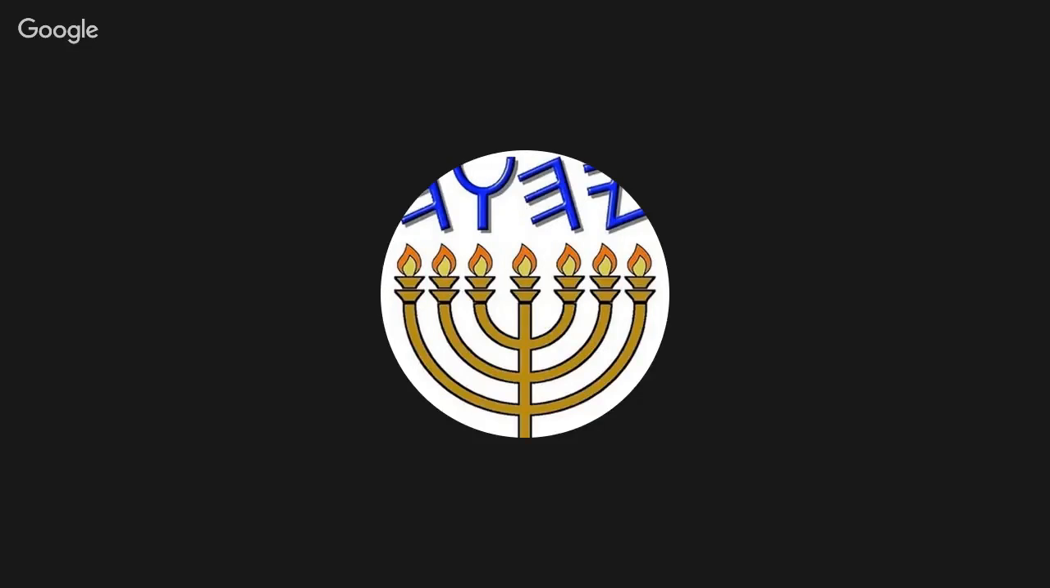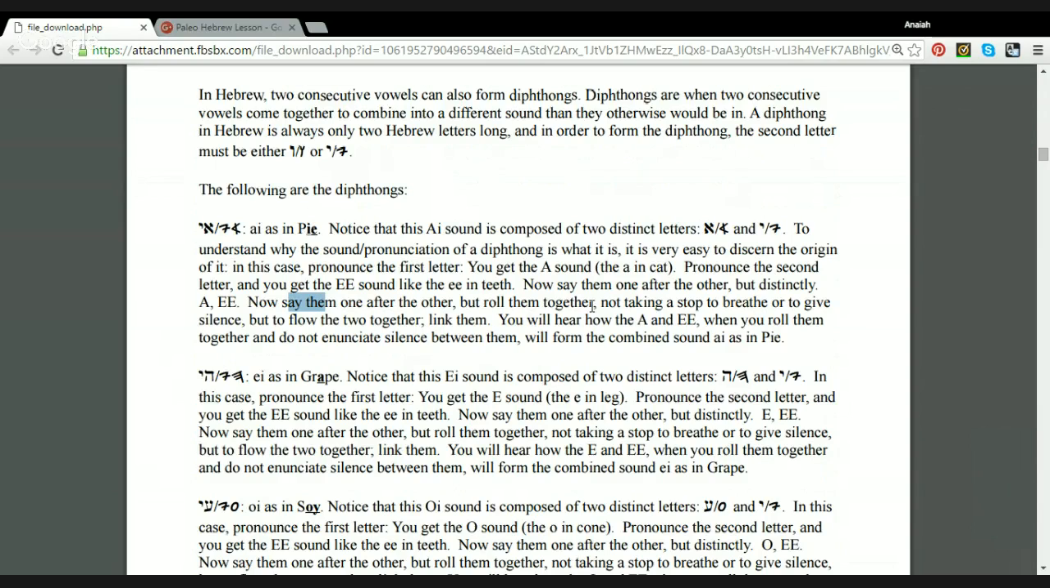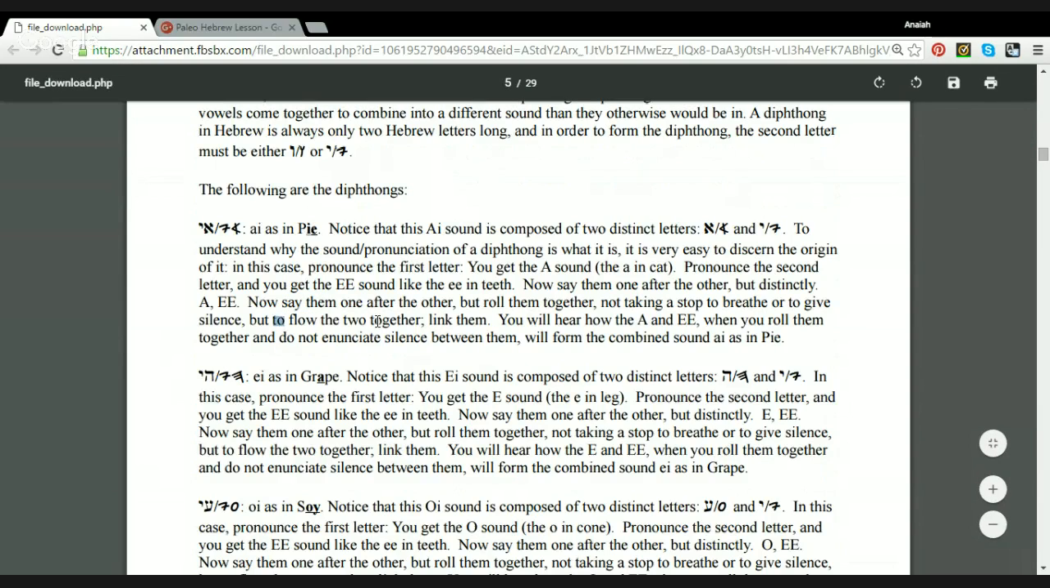Yeah. So now say them one after the other, but roll them together, not taking a stop to breathe or to give silence, but to flow the two together, link them. You will hear how the A and E, when you roll them together and do not enunciate silence between them, will form the combined sound I as in pie. And that's how it works in Latin and Greek.